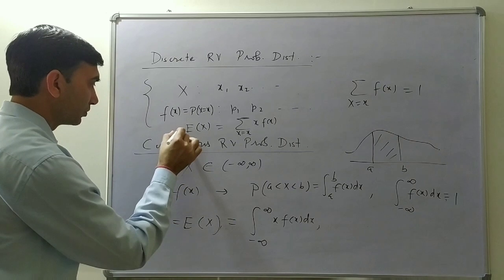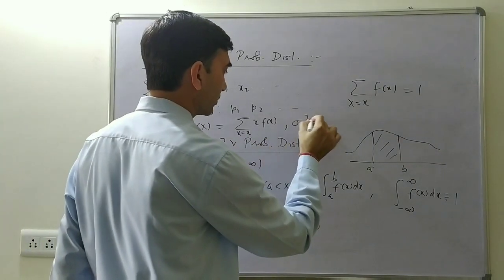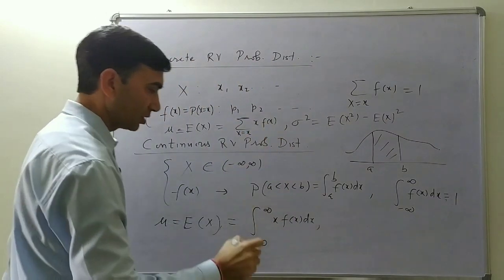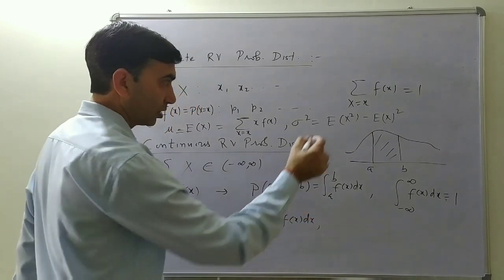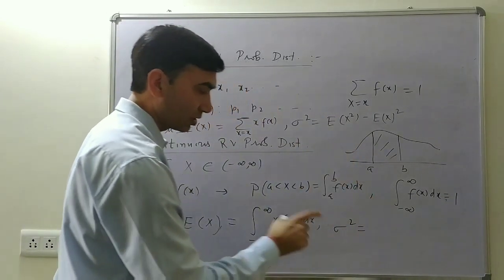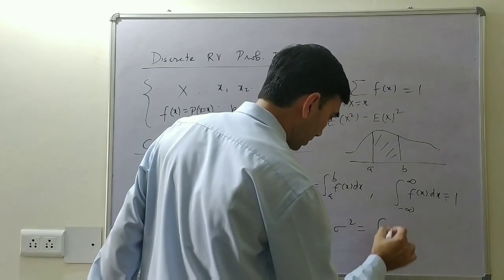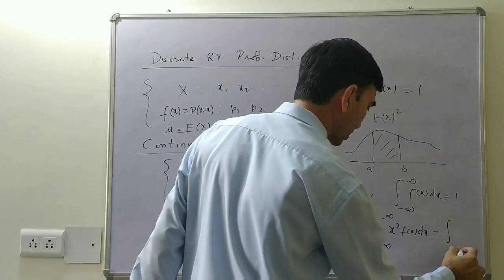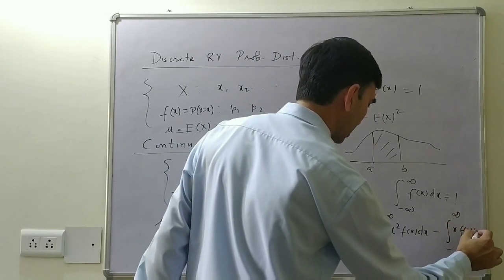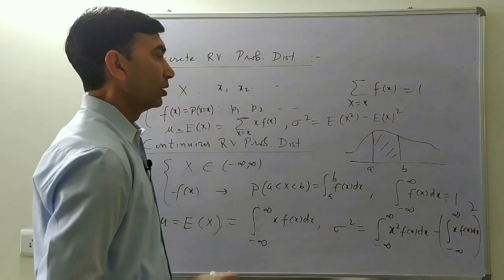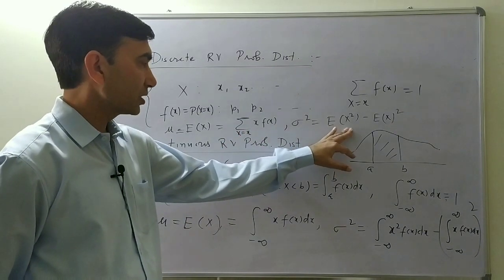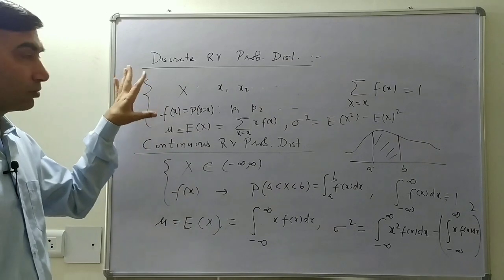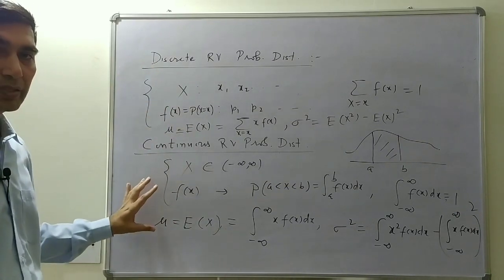Variance has this formula, E[x squared] minus (E[x]) whole squared. That you can calculate using this summation thing. And in this case also variance has same formula. But this E[x squared] in case of continuous variable, how to calculate? Minus infinity to infinity x squared fx dx minus, minus infinity to infinity x fx dx, whole squared. Here also you can write the formula, summation x squared fx minus summation x fx whole squared. So these are probability distributions of discrete random variable and continuous random variable. Fine.